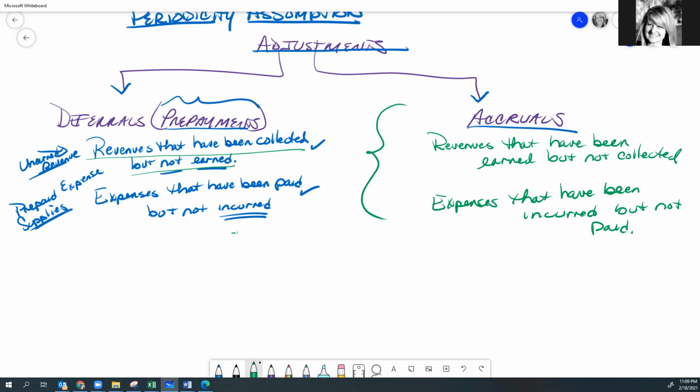Okay, so these are very different than our prepayments, because over here in our prepayments, we've had cash and recognized a liability or an asset that we needed to adjust. But over here in our accruals, we've actually had revenue that we've earned or expenses that we've incurred, but no cash has changed hands. So if it has been earned, then we're going to have to record it and recognize it. If expenses have been incurred, then we need to recognize it and show the expense.